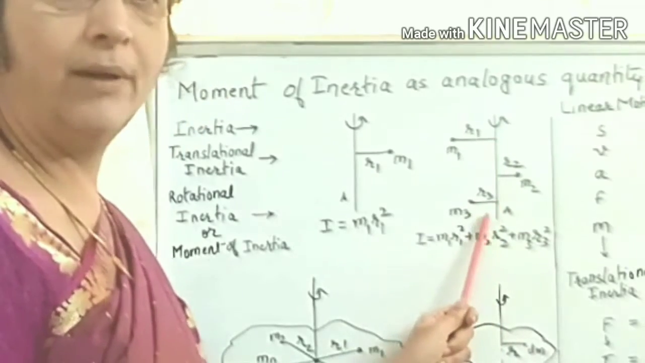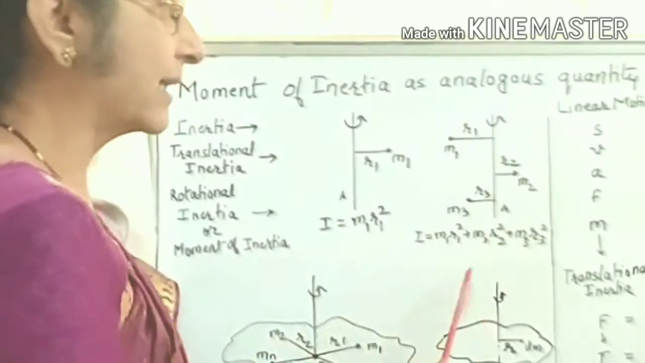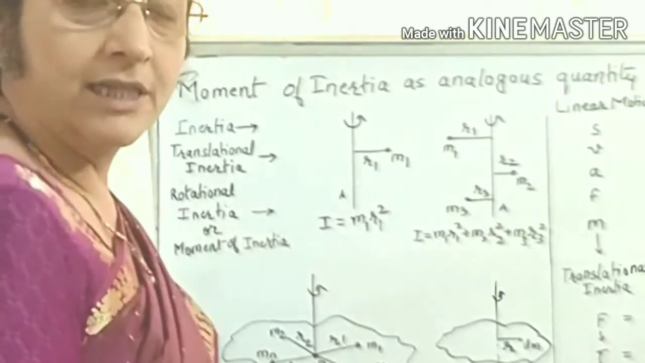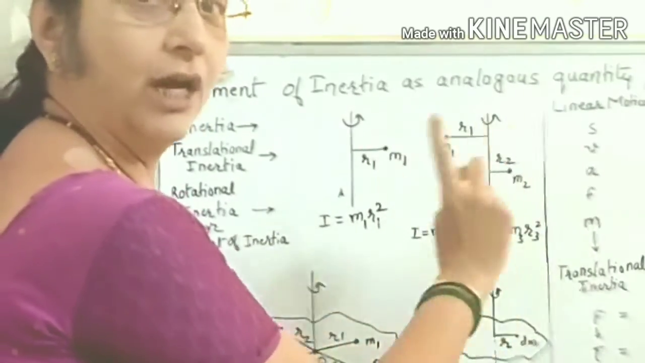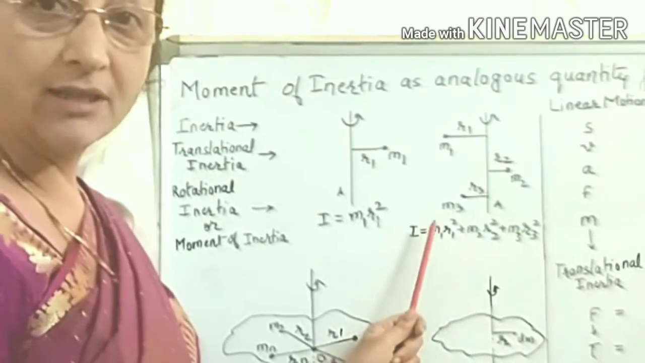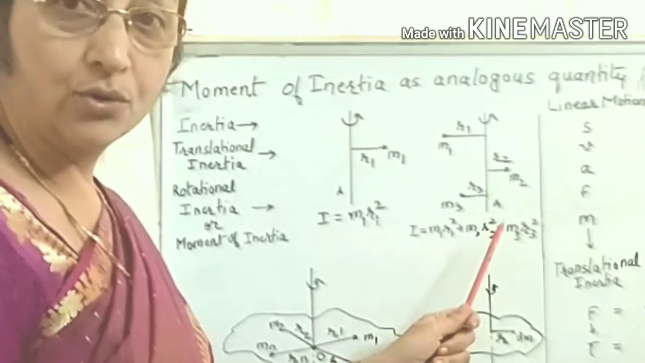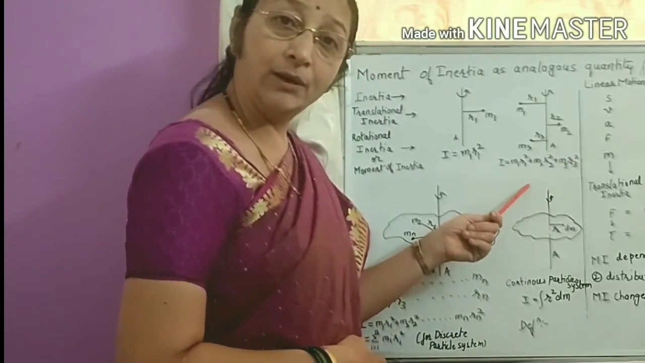Now, how do I write the moment of inertia of this three particle system which is rotating about this axis A, all the particles moving in circular motion? So I write I equal to m1 r1 square plus m2 r2 square plus m3 r3 square. So in this way I write the moment of inertia.